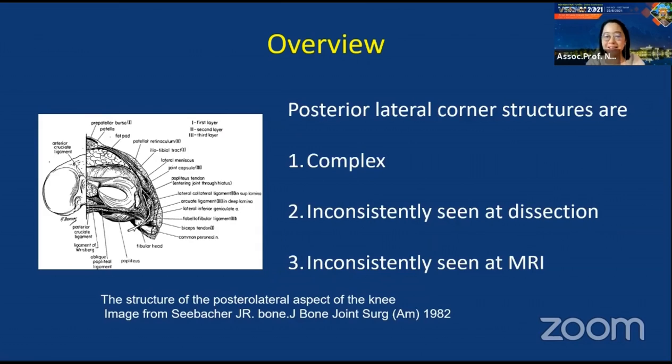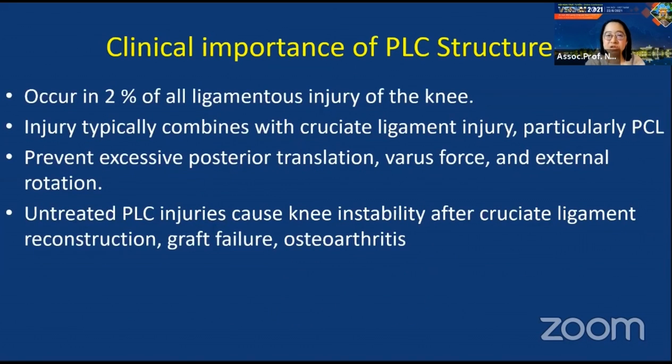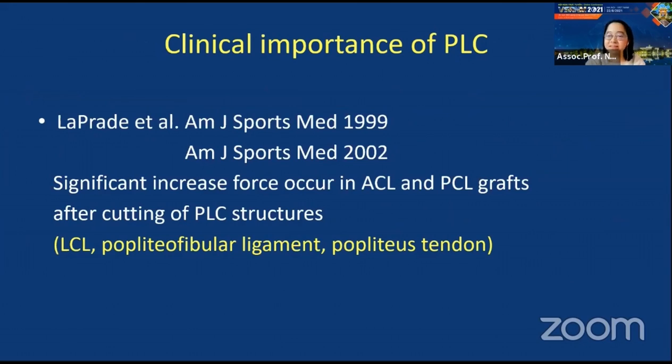because the anatomy is very complex and is inconsistently seen during anatomical dissection. Moreover, sometimes it may not be seen on MRI, but it's very important. It's not that often, but it's usually combined with ligamentous injury, particularly PCL, the posterior cruciate ligament injury. It helps prevent excessive posterior translation, varus force, and external rotation. If you leave this structure untreated, your cruciate ligament repair will be useless because finally you will have graft failure and eventually osteoarthritis.